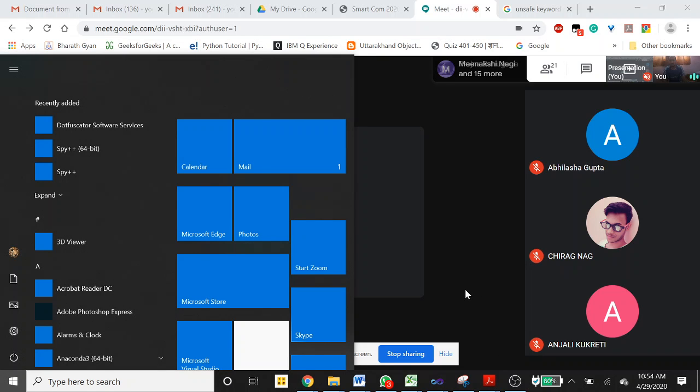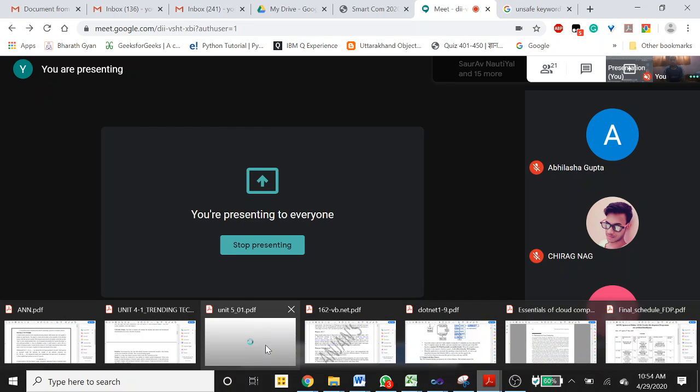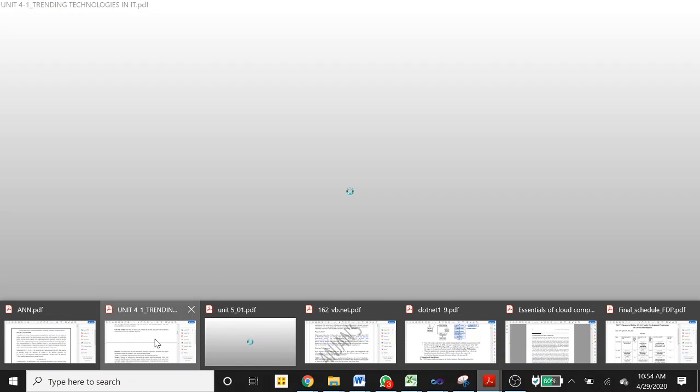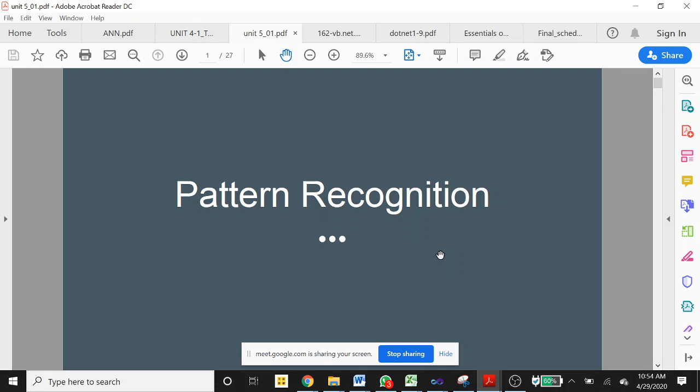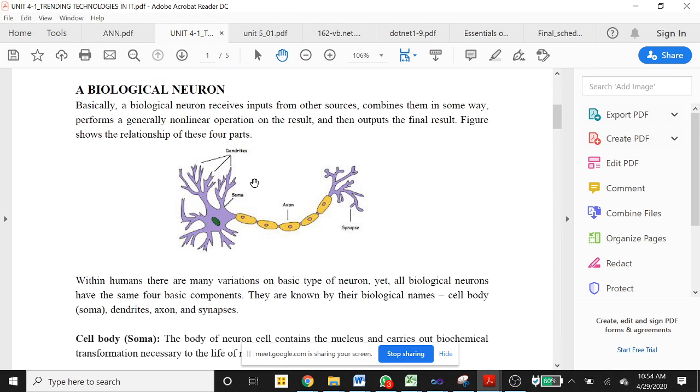It is taking some time. Okay, wait, I'm trying to share the presentation and the notes with you. Okay. This is the architecture of biological neuron. Are you able to see that particular slide or the PDF file that I am sharing with you? Are you able to see the screen I am sharing?